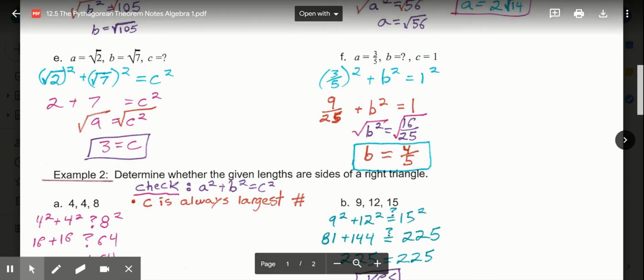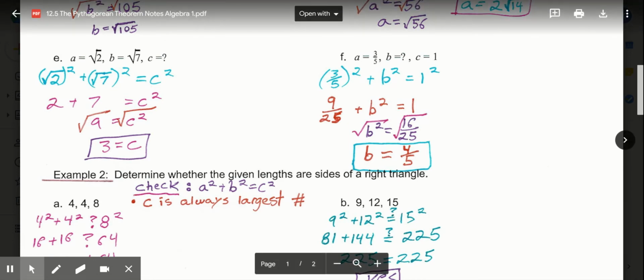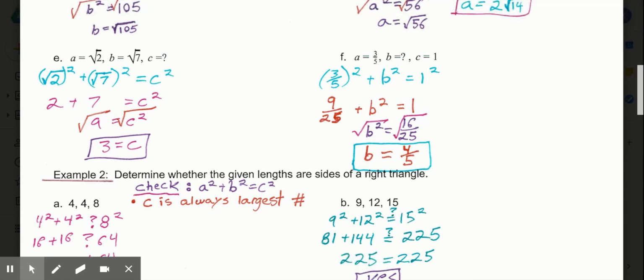And then in part F, we have a equals 3/5. We're solving for b, and c equals 1. So our setup: 3/5 squared plus b squared equals 1 squared. 9/25 plus b squared equals 1 squared. So 1 minus 9/25 is 16 over 25. The square root of 16 over 25 gives us b is 4/5.